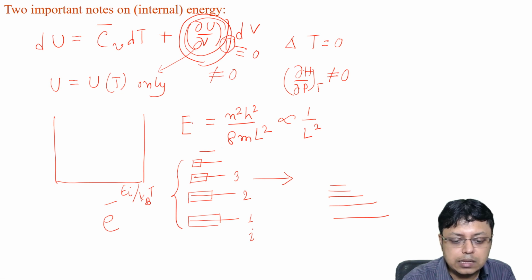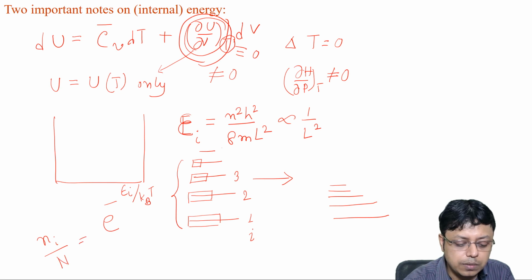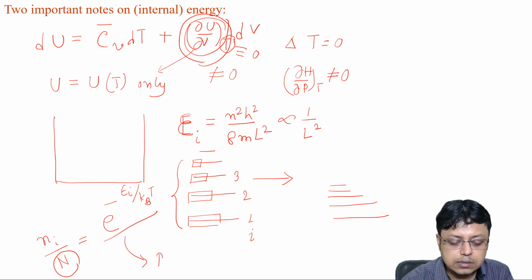where E_i is nothing but this expression energy, then we can say the number of molecules which are occupying this state will be proportional to that, or the fraction of molecules will be nothing but e to the power minus E_i by k_B T. Here N is the total number of molecules, and this factor is known as the Boltzmann factor.